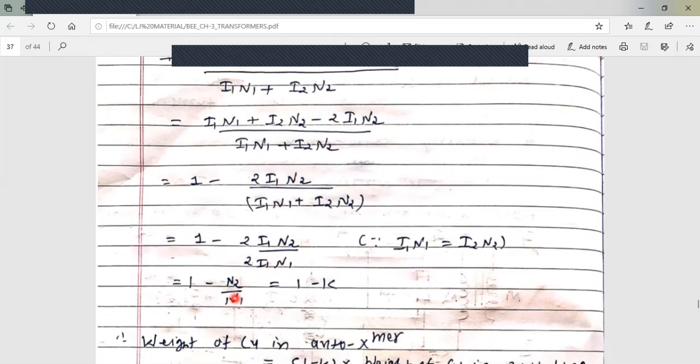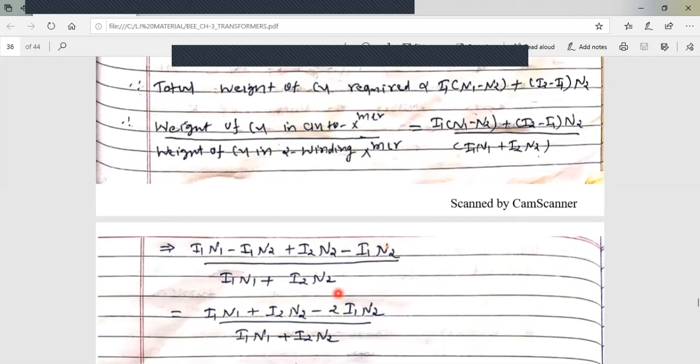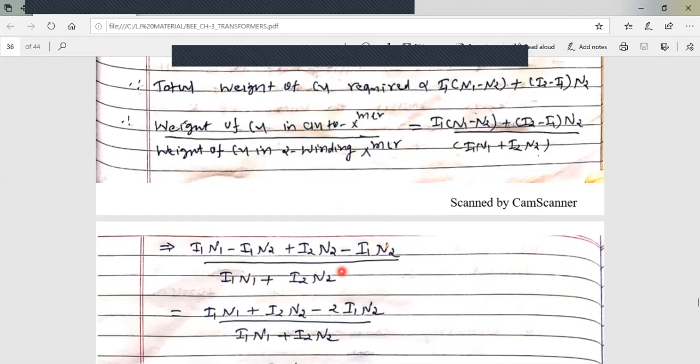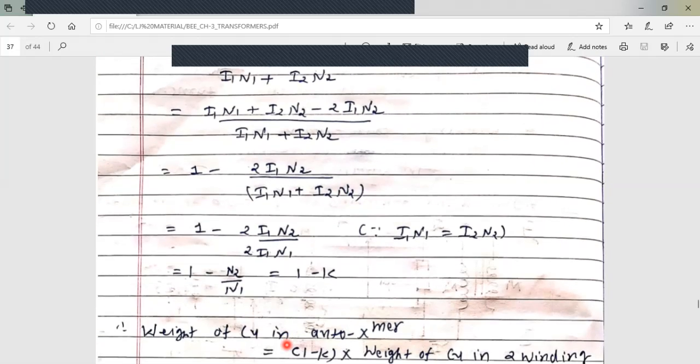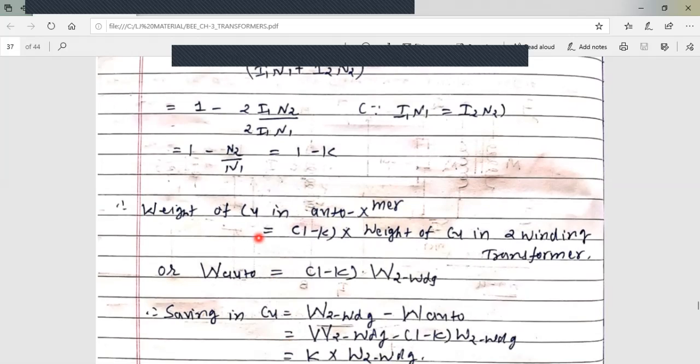So 1 minus N2 by N1. What is N2 by N1? It is K. So we have the ratio weight of copper in auto transformer upon weight of copper in two winding transformer equals 1 minus K. So we can write weight of copper in auto transformer equals 1 minus K into weight of copper in two winding transformer. Here I have written the short form.